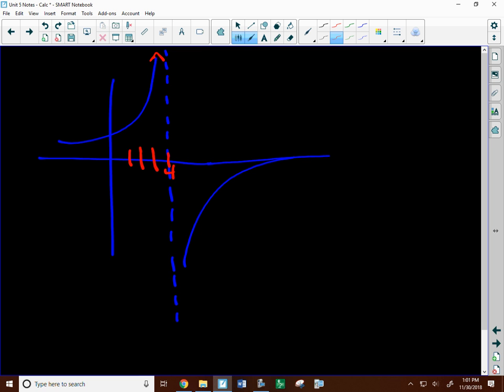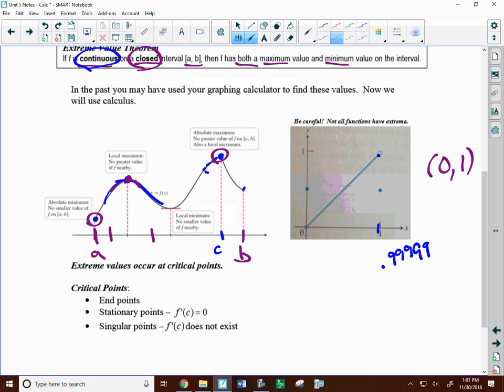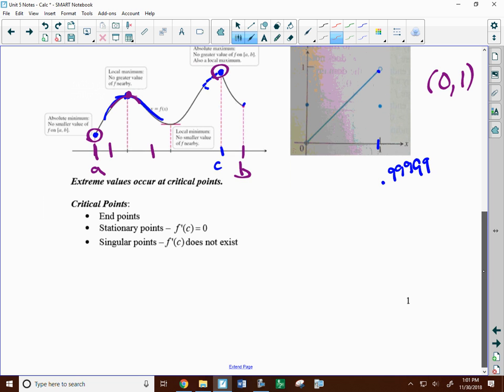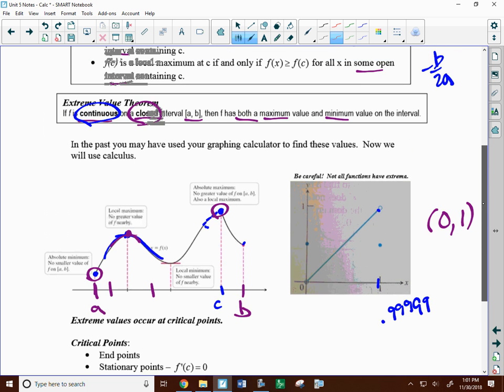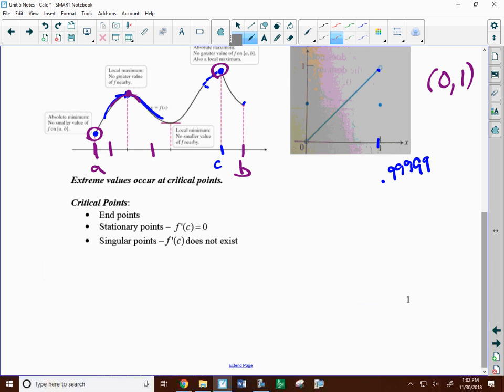But there's no maximum value. It just keeps going up forever. And there's no minimum value, it goes down forever. So that's why it has to be a closed interval and a continuous function. If so, then you are guaranteed a max and min. Okay, any thoughts before I tell you how we find them? The extreme value theorem will be useful. We'll see it in an example too.